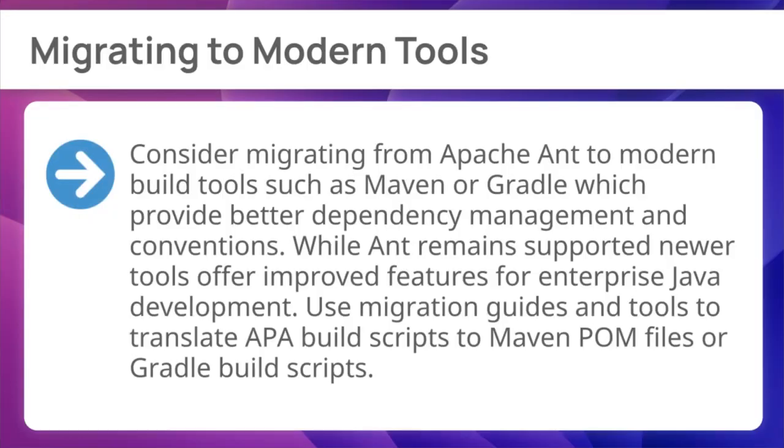Finally, migrating to modern tools. Consider migrating from Apache Ant to modern build tools such as Maven or Gradle, which provide better dependency management and conventions. While Ant remains supported, newer tools offer improved features for enterprise Java development. Use migration guides and tools to translate APA build scripts to Maven POM files or Gradle build scripts.